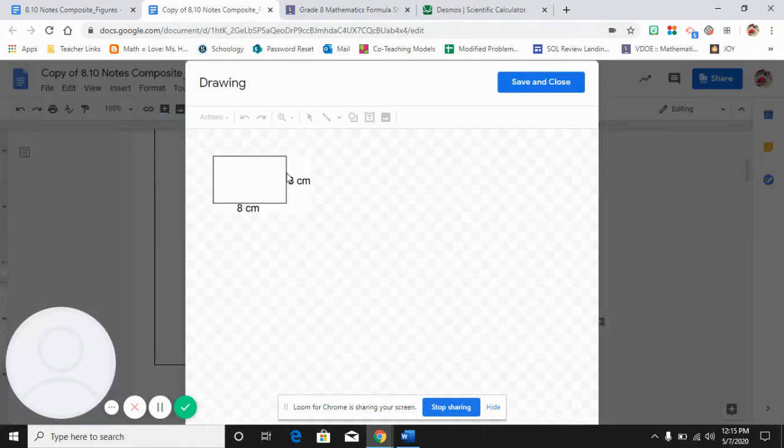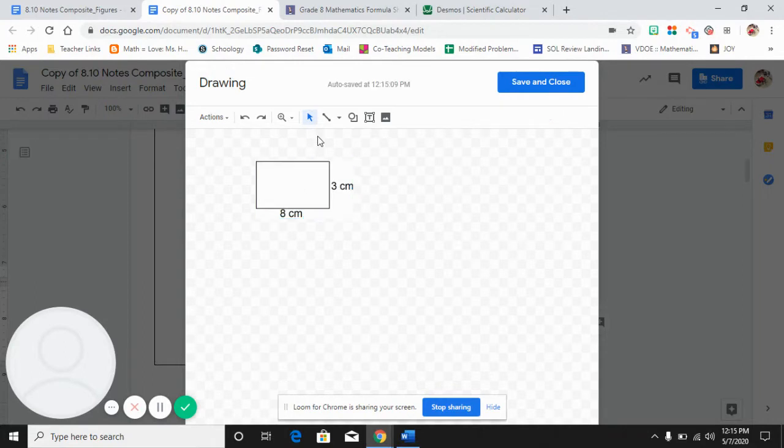So I know that this side is 3 and this side is 8, but I don't know what these sides are over here. But if we can remember anything about rectangles, we should know that opposite sides are congruent. They're the same. So if this side down here is 8 centimeters, the side that's opposite or across from it is also going to measure 8 centimeters. Similarly, if the side is 3, the opposite side will also be 3 centimeters.